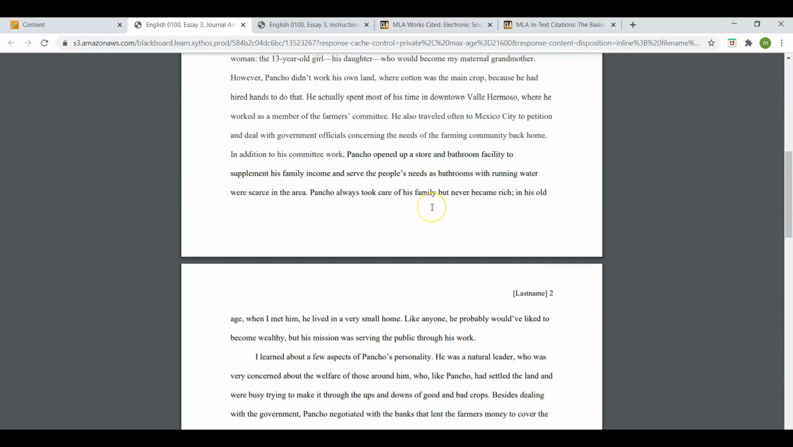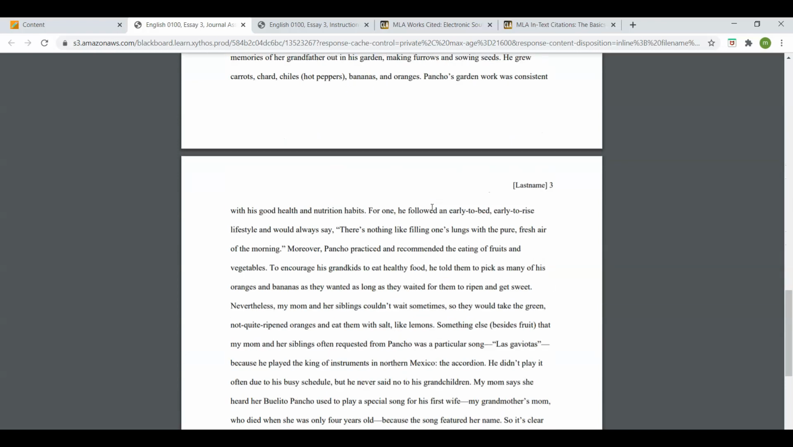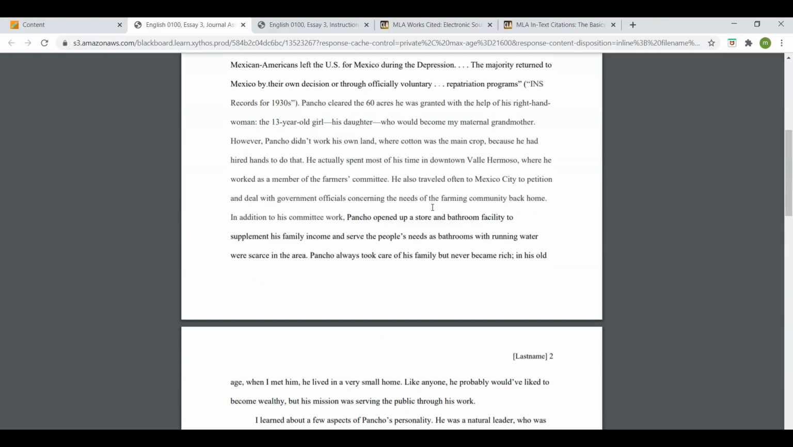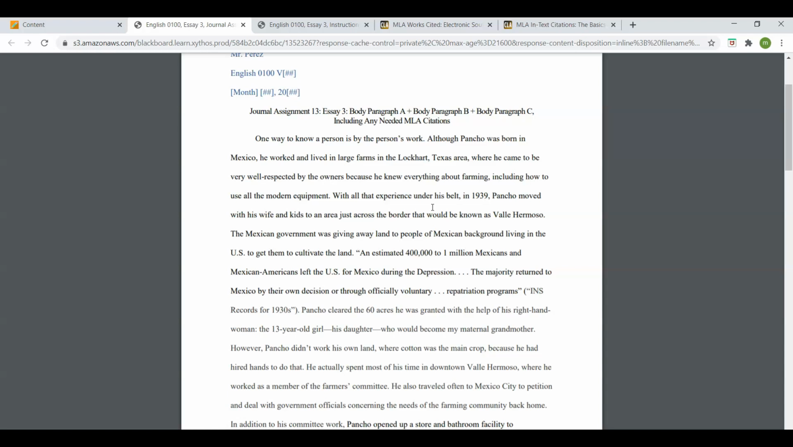What I need to see is the 3 body paragraphs, so I can give you feedback on those paragraphs and see if you did it right. And again, remember, I want to give you feedback on this before you put everything together as your essay 3 and submit it next week. Okay? So that's what matters more than the format.